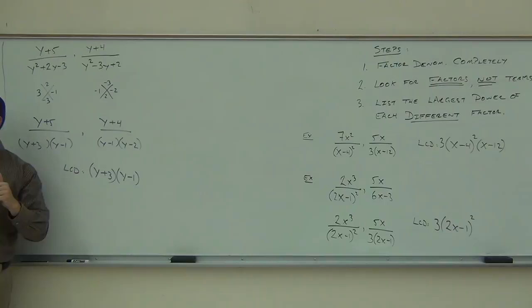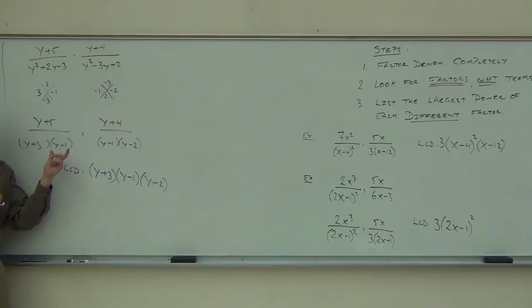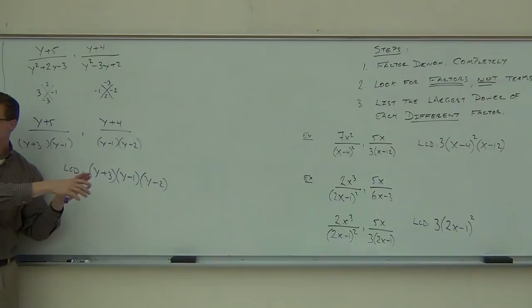Let me make 2 points real quick. Firstly, does it cover y plus 3? Yes. Y minus 1? Yes. Y minus 1 again? Yes. Y minus 2? Yes. If these had been on the same fraction, and these are different fractions, you see that, right? If they had been on the same fraction, you would have to combine it to y minus 1 squared before you did this process. Are you with me on that? Okay, that's an important part.